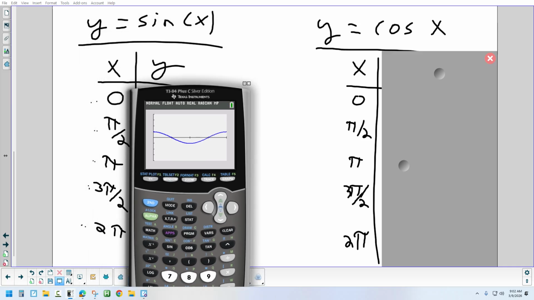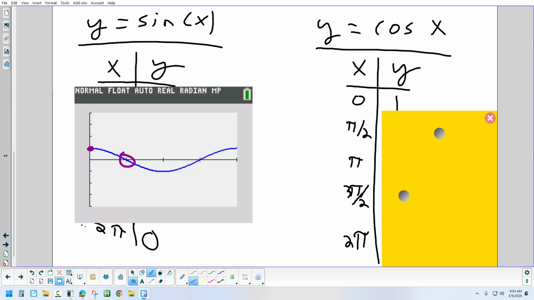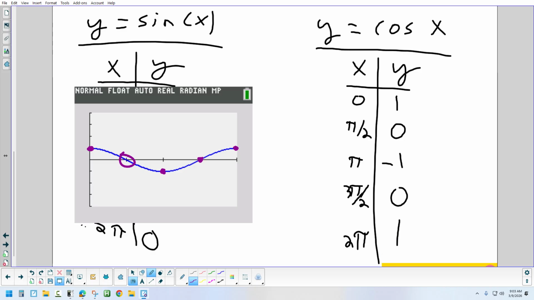All right. So first point is, let's take this right there. What's the y value for your first point? 1. Yep. And then the second point, this is pi over 2. What's the y value there? 0. So we get that. The third point is at -1. And then the fourth point, 0. And the fifth point is at 1. And now we're back at the point that is going to start the next cycle.